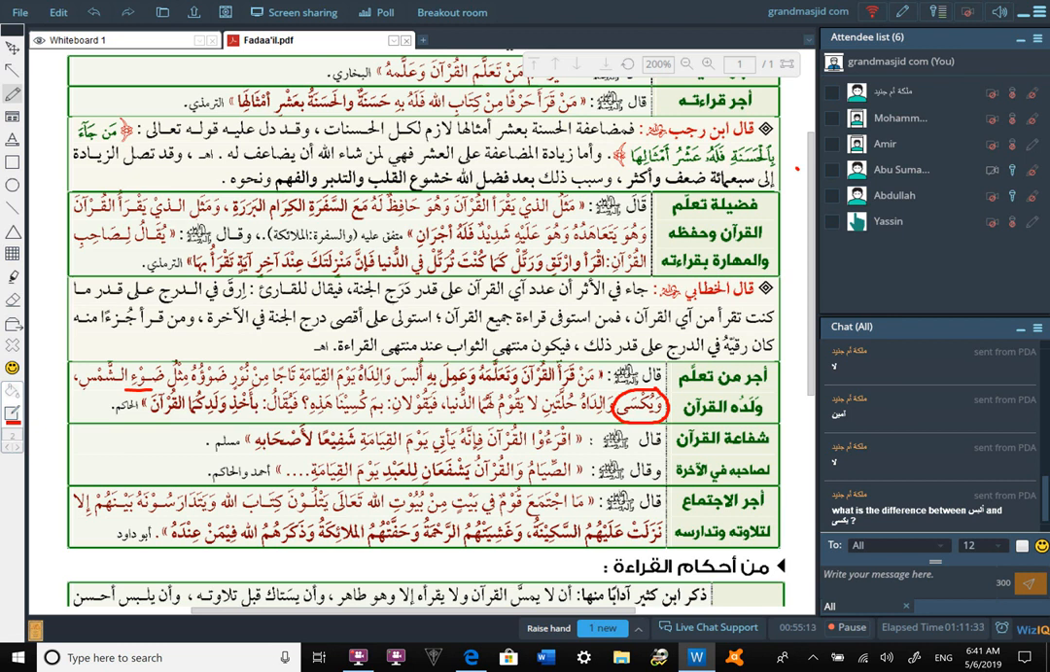Whereas labisa is to wear. Here, they're going to be interchangeable. However, that's the difference, inshallah.